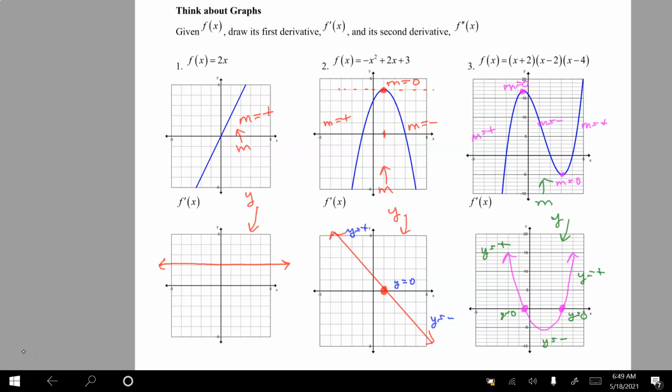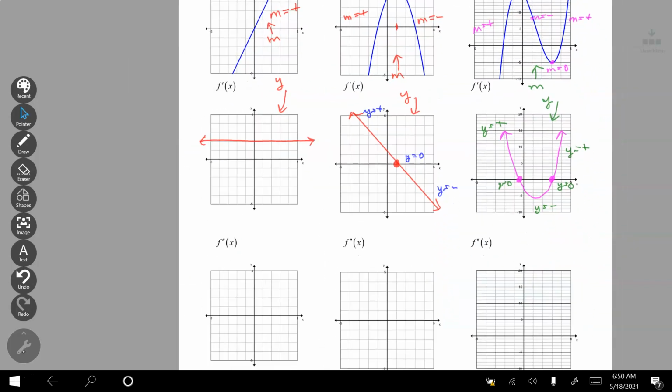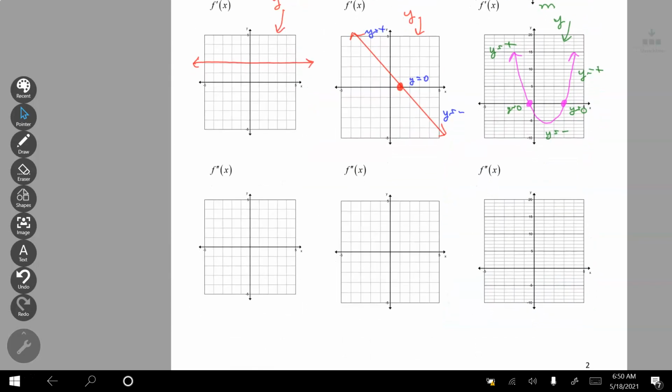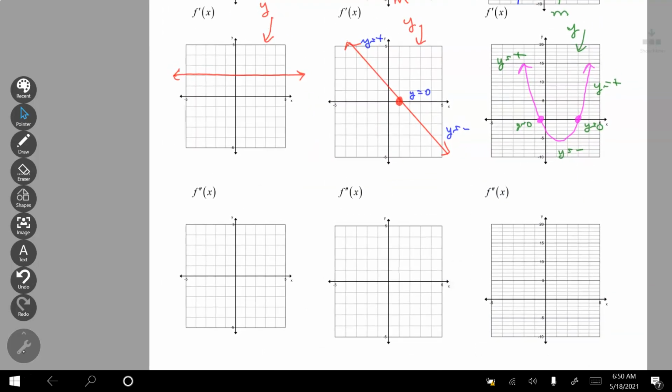So for example 1, f prime is just a horizontal line. For example 2, f prime looks like a negative slope line. And for example 3, it looks like I have a parabola. Those were all the first derivative. Now I'm going to do the second derivative. I'm just going to slide it up and show all three at one time. But technically, to go from the first derivative to the second derivative, I'm just taking slope again.